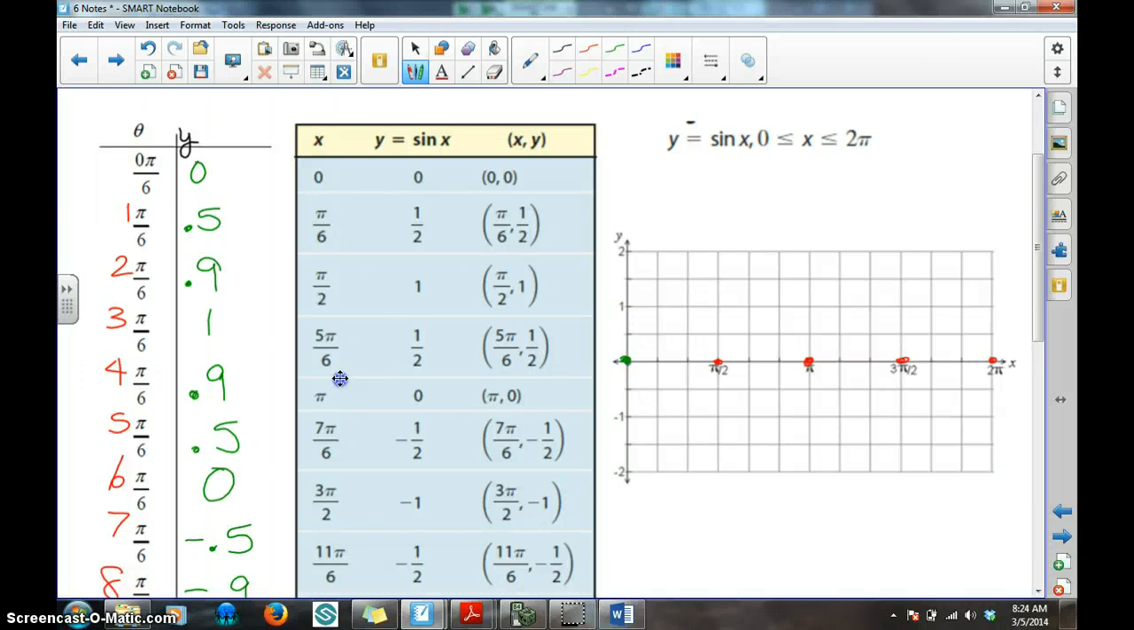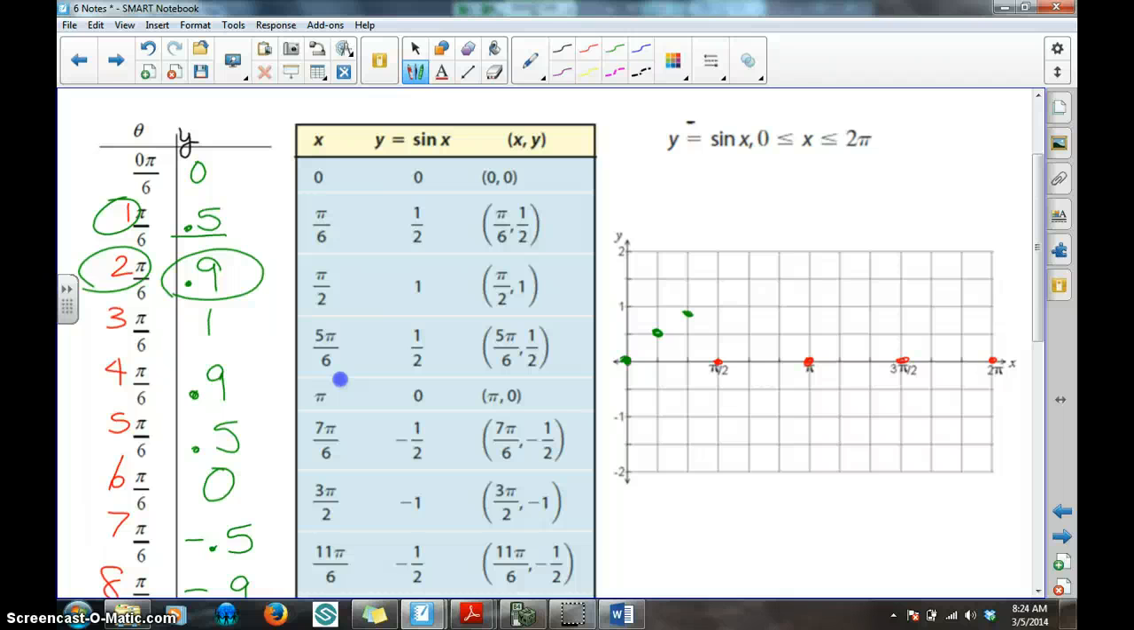So I've made my first point. Now I'm going to go right 1, up 0.5. Right 1, up 0.5. Right 2, up 0.9. And by going right 2, I'm going right in pi over 6's. Because remember, every box was a pi over 6. Do you see how nicely that works?